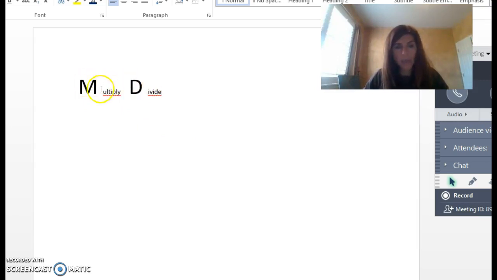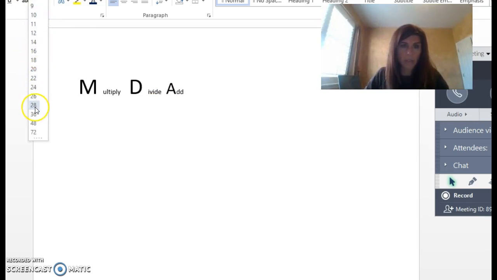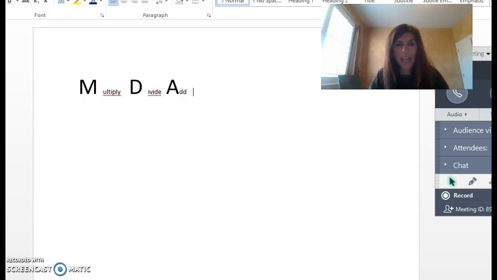If you have multiplication and division, multiply, divide. Then add, and the A is going to be big so you guys can remember this. Multiply, divide, add, subtract. And we're going to make the S large for you. Multiply, divide, add, subtract. Well, I have an easy way for you to remember.